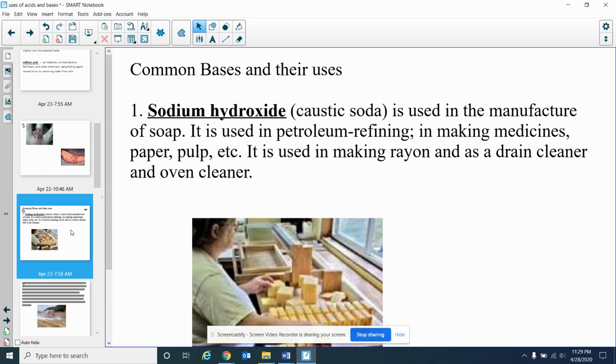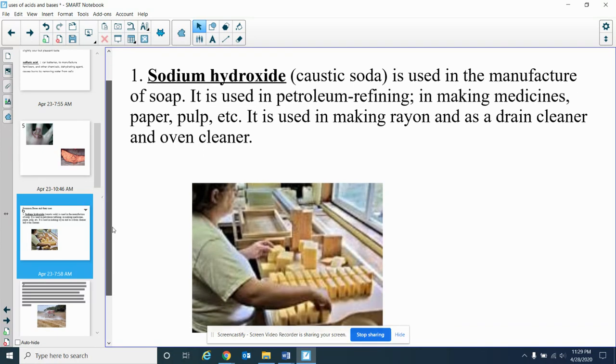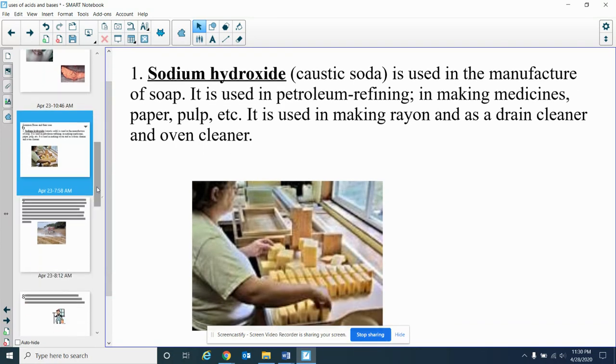Bases, on the other hand, there is sodium hydroxide, which is probably one of the most common strong bases. It's used in the manufacture of soap. It's used to make medicines and paper, and it's used to make rayon, and it's also what's in drain cleaner and oven cleaner. So sodium hydroxide is a strong base.